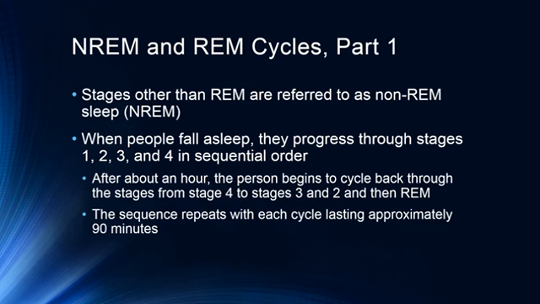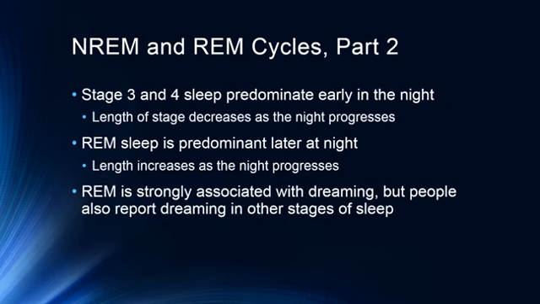After about an hour, the person begins to cycle back through the stages from 4 to 3 to 2 and then into REM sleep. And the sequence repeats, with each cycle lasting approximately 90 minutes. So we cycle up and through these different stages of sleep throughout the night, which is why we're sometimes easier to wake than others. So stage 3 and 4 predominate early in the night.